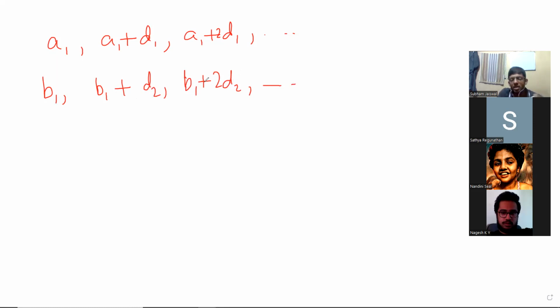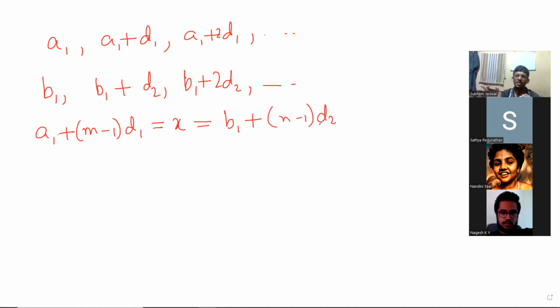So what does it mean to say that there is a term in common? We are saying that a plus n minus 1 times d1 is equal to some x, and that same x equals b plus m minus 1 times d2. Let us say all these are integers for the time being. They were integers anyway.